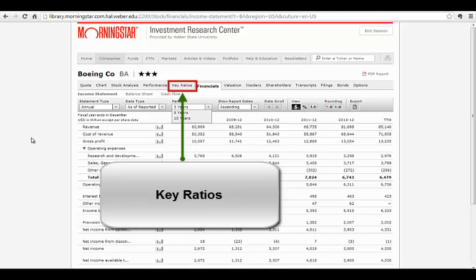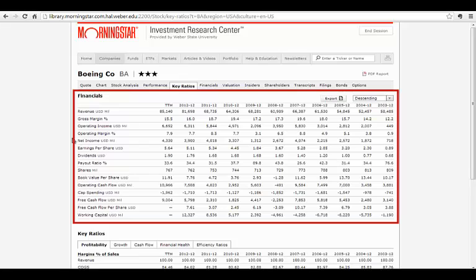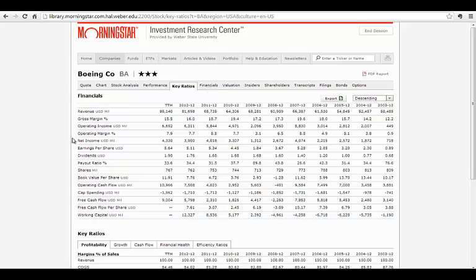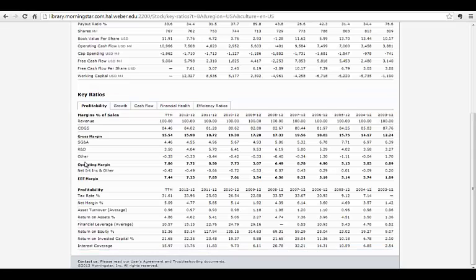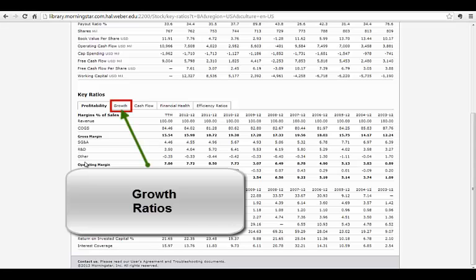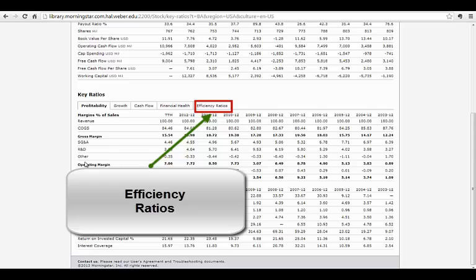Other information that is available is key ratios. In the key ratios, you will get other financial information. Here you get the key ratios for margin percentages of sales and profitability. You can also get ratios as it pertains to growth, cash flow, financial health, and efficiency ratios.